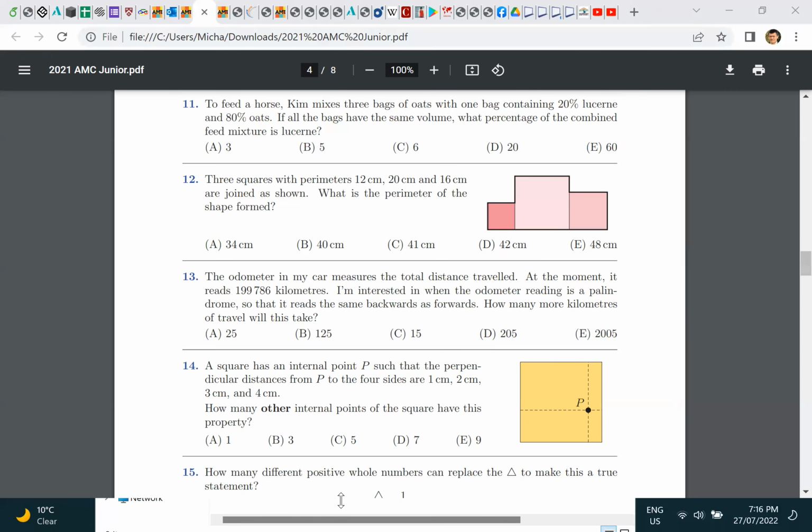So let me just try to figure it out. So you have 3 bags. So in some sense you have like 300%. You have like 380% oats, right? Yeah. And 20% lucerne. Yeah. So what's 20 out of 400? You know what I mean?